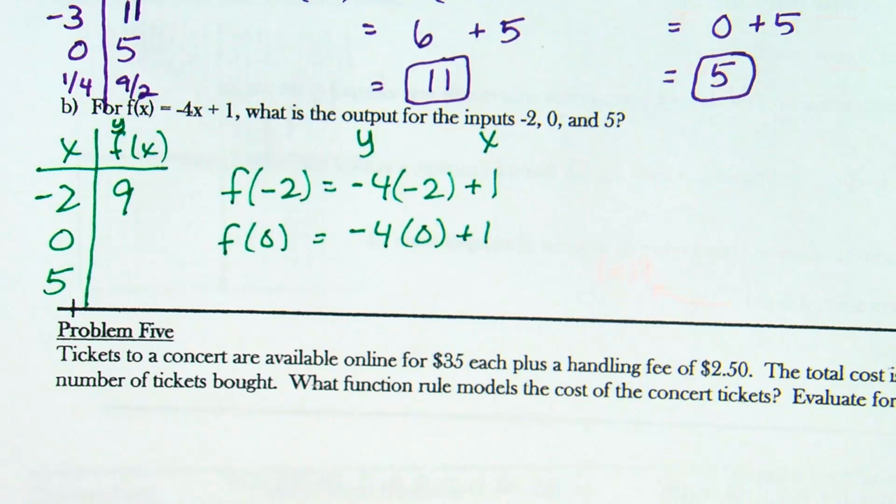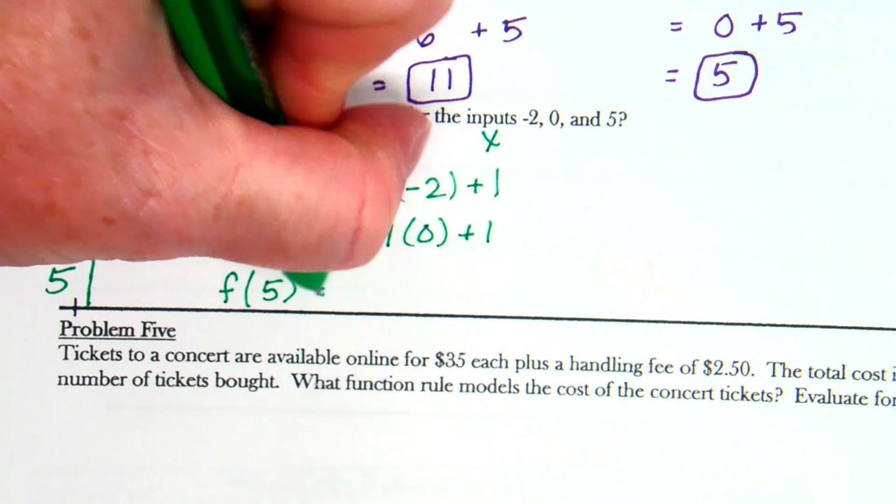Negative 4 times 5 plus 1. Negative 19. He says negative 19. Negative 4 times 5 is negative 20. Negative 20 plus 1. When you add a positive and negative, we subtract. 20 is bigger and negative. Negative 19.